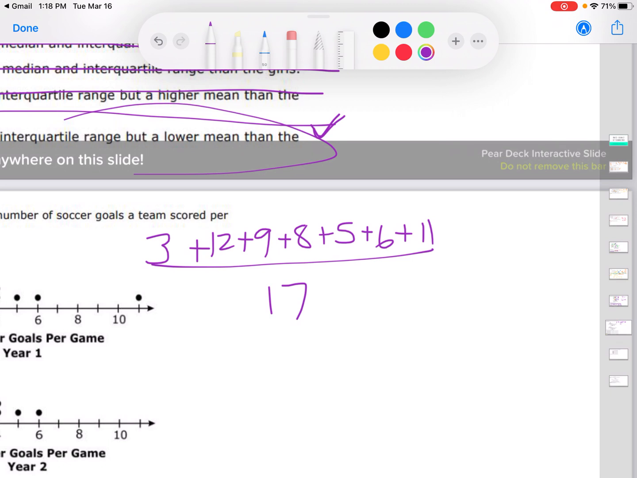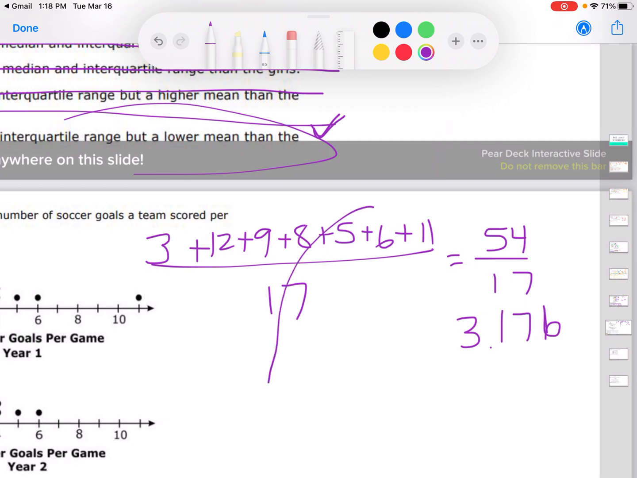And I know my own math ability. So I got 54 when I added them all up. And I'm dividing that by 17. And I got 3.176. And I'm going to stop there.